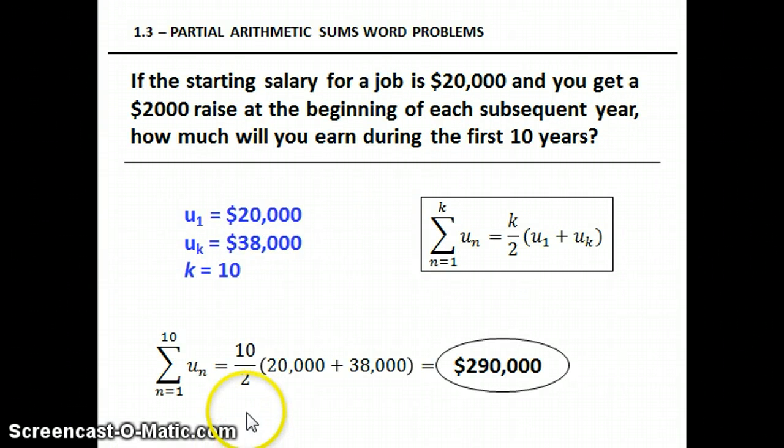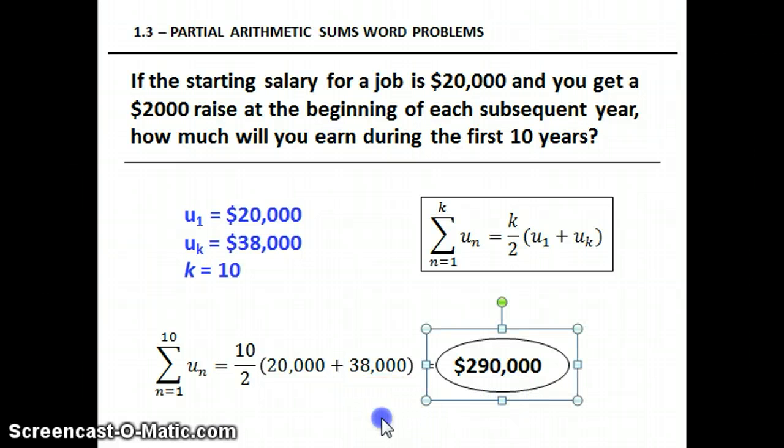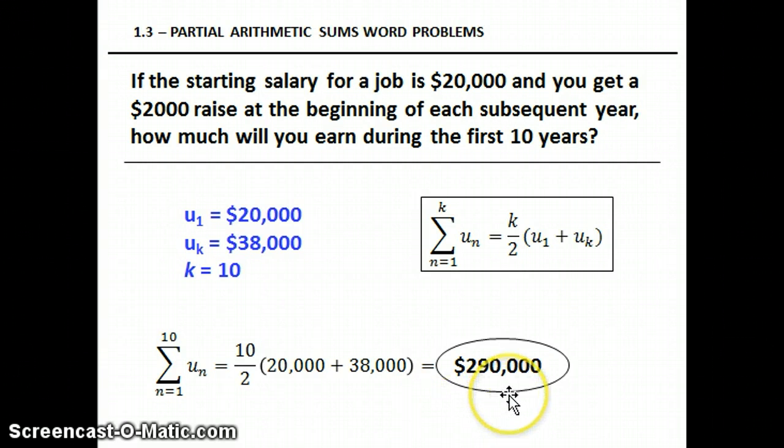Okay, if you plug it in, it should look like this one right down here. You have k over 2, so that's going to be 10 over 2 times 20,000 plus 38,000. Order of operations, we're going to add first and then multiply. If you do that, you should end up with $290,000. So that means that over that 10 years, including what they earn for their regular salary, $20,000 a year, and then every raise each subsequent year for 10 years, they're going to earn a total of $290,000.